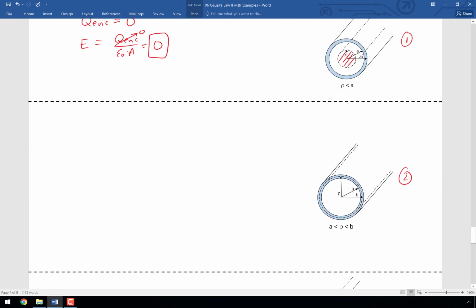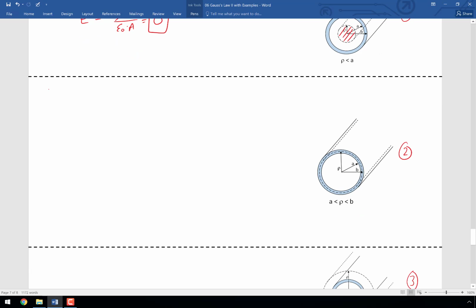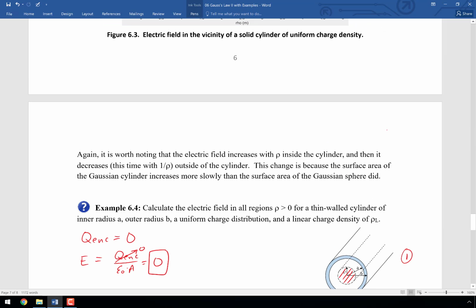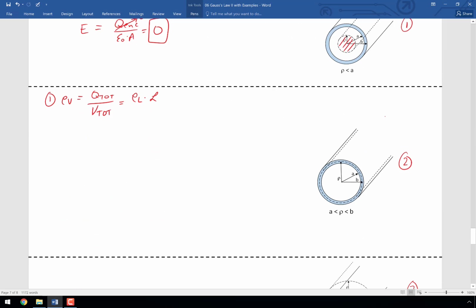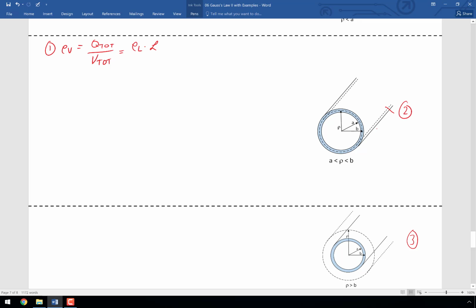Okay, here's the hardest part. We're going to do step 1. What is the charge density? This charge density is the total charge divided by the total volume. And the total charge is rho sub L times L, where once again we're going to take a certain distance L, and we're just going to consider that region of it. And that's going to be divided by what is the total volume of this cylinder.